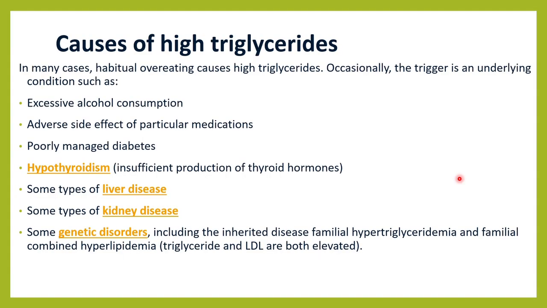So these triglycerides, I've told you, should be less than 150 milligram per deciliter. If it is anything more than 150 and up to 299 milligram, it is mild. From 300 to around 499, it is moderate. And if it is more than 500, it is a severe increase in triglyceride, which causes serious threats to our body. And there are various causes for this high triglyceride.